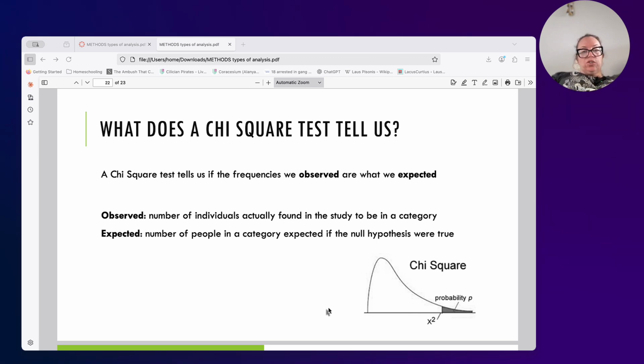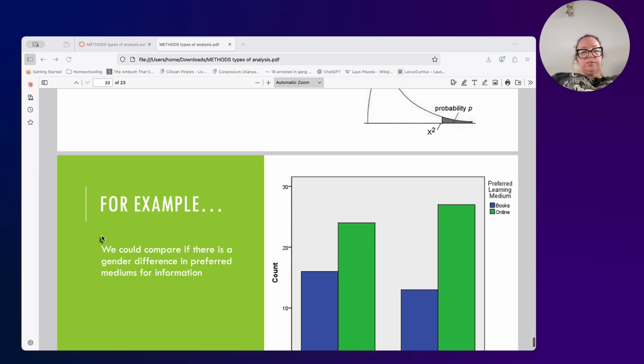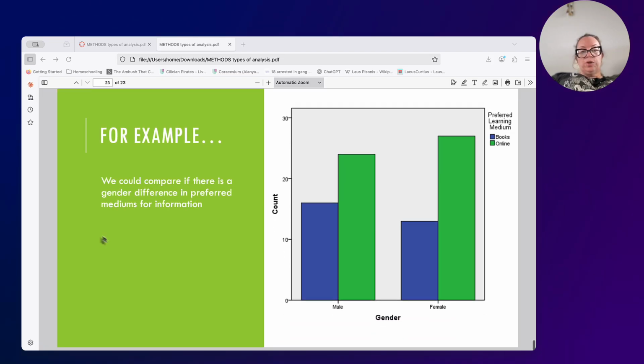Okay, so let's take a look at an example here. We could compare across gender, a categorical variable, if there's a preferred medium for learning information. So we could have some different groups here, comparing books and online across the groups, and just frequency, right? How many males reported that they prefer books? How many males reported that they prefer online? And same for female.